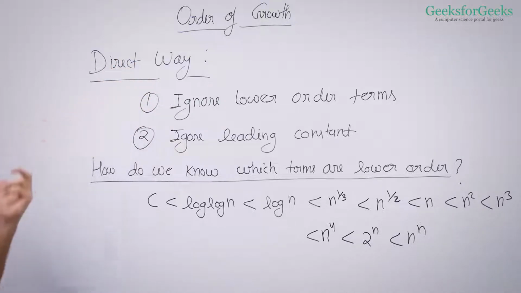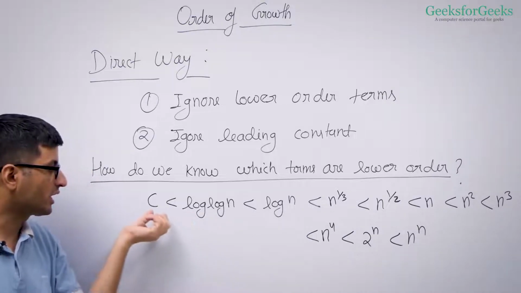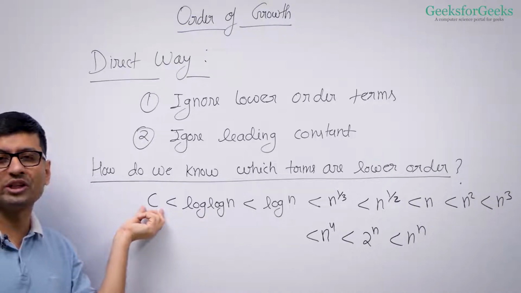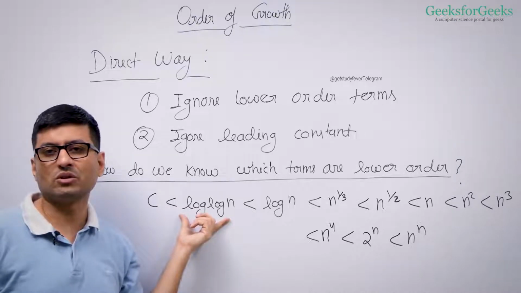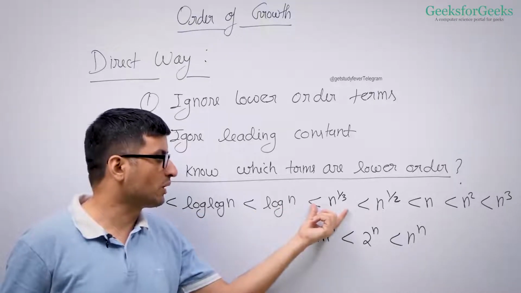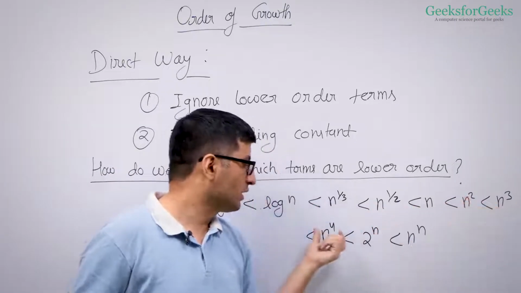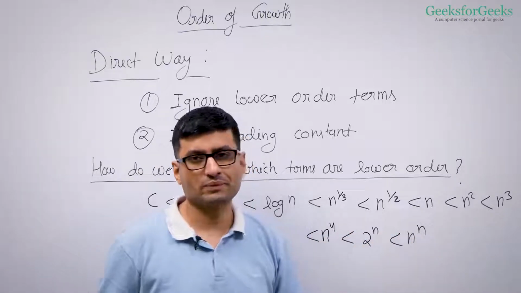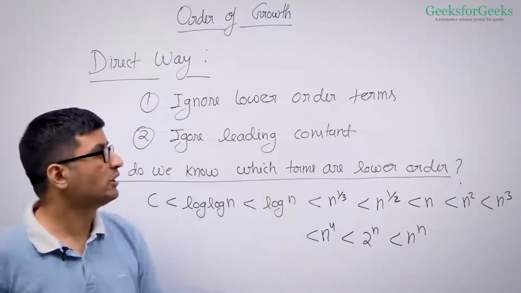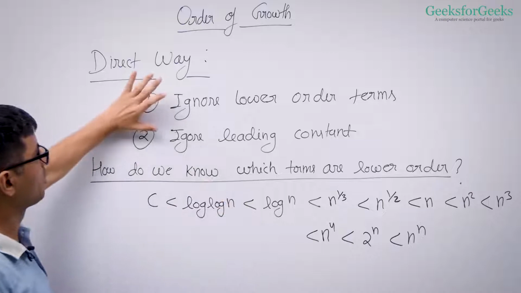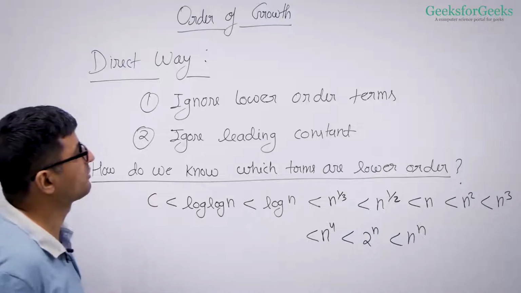Now, how do we decide which terms are lower order terms? We must remember that constant is the lowest growing thing. It never actually grows, it remains constant. Log n grows faster than constant, then n raised to the power 1 by 3, then n raised to the power half, then n square, n cube, n to the power 4, 2 raised to the power n, n raised to the power n. These are the commonly seen terms in algorithms. Now we talked about ignoring lower order terms and ignoring leading constants, and then how do we decide which one is lower? Let's do some examples.